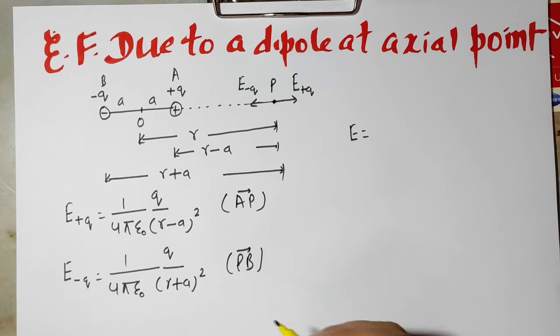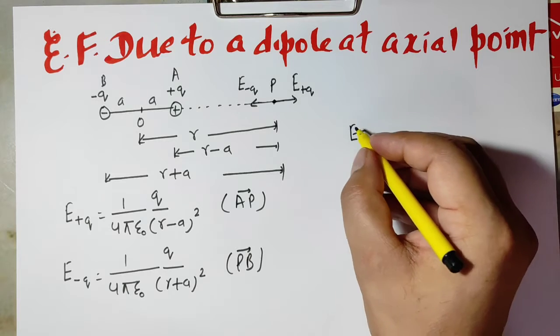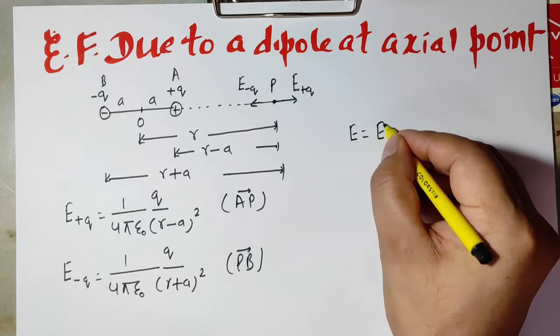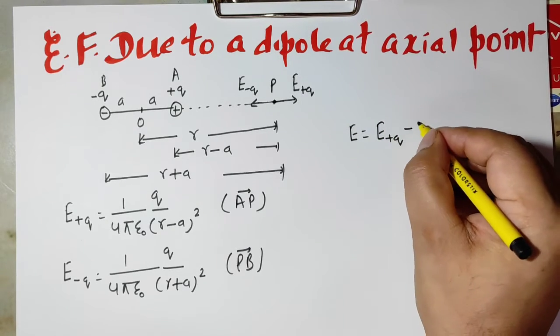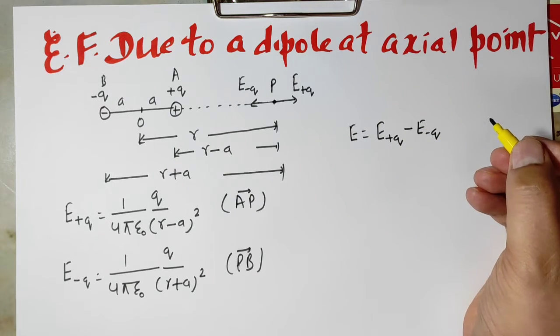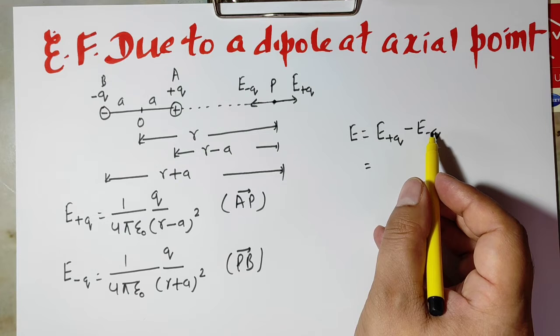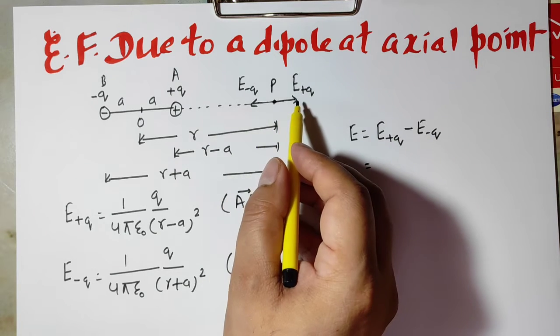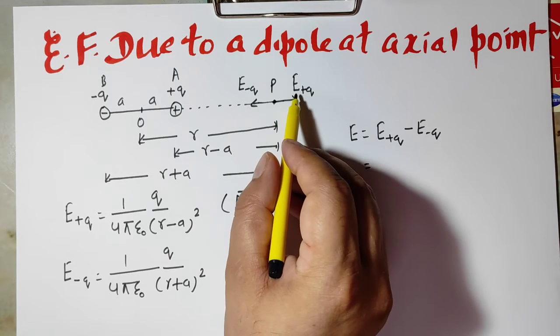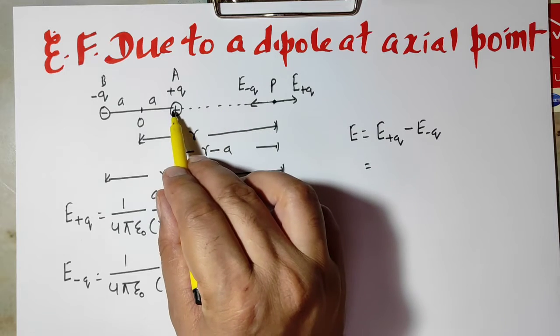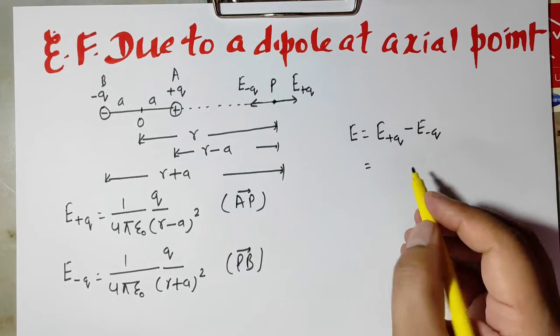So that solves the problem of direction. Now the total electric field is, of course, E plus Q minus E minus Q. Why? Because E plus Q is more than E minus Q. And why minus? Because they are in opposite directions. Why is E plus Q stronger than this? Because the positive charge is closer to the point P.